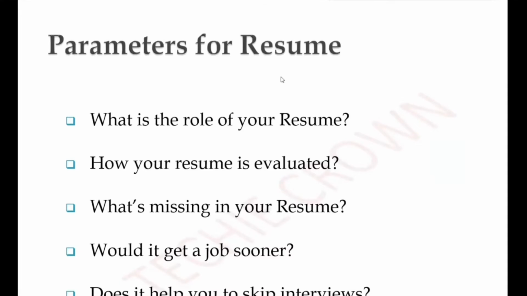The first one would be what is the role of the resume and how your resume is being evaluated at every stage. What is the information that is missing in your resume? Would updating the missing information get you a job sooner? Also, does it help you to skip interviews? You will find answers for all these questions in this video, and this will help you to update your resume accordingly.